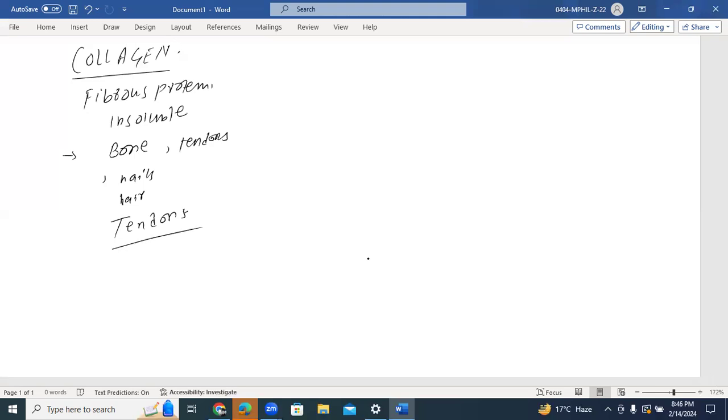You can talk about its structure as well, the structure of collagen. It is a triple helix, writing here.